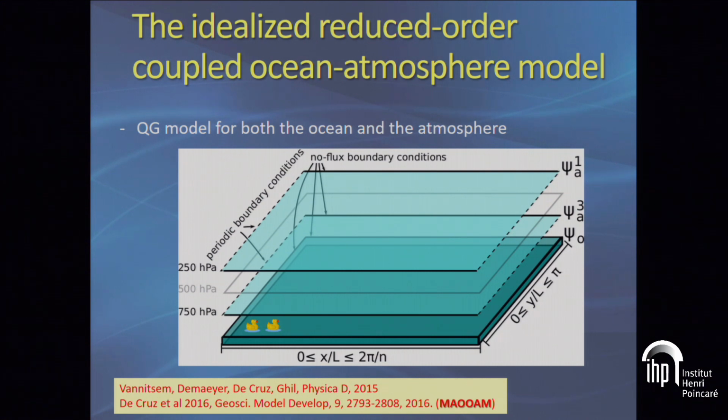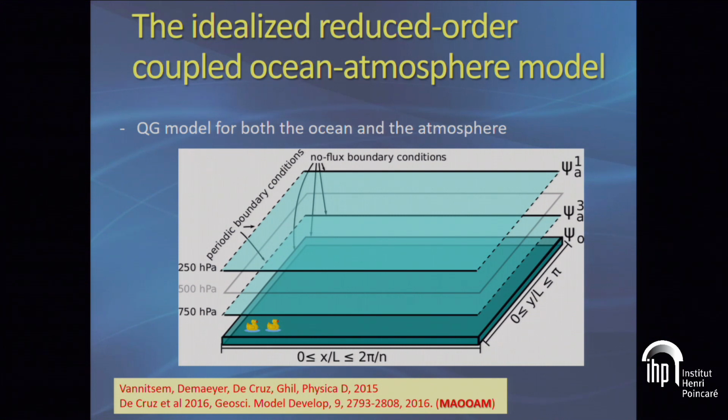So this is the first version of the model, the VDDG model. You have a rectangular domain over which we will integrate the quasi-geostrophic equations for both the ocean and the atmosphere. We have two layers within the atmosphere and one layer for the ocean. We have periodic boundary conditions in the zonal direction in the atmosphere, and no flux boundaries in the meridional direction, so kind of a channel flow.